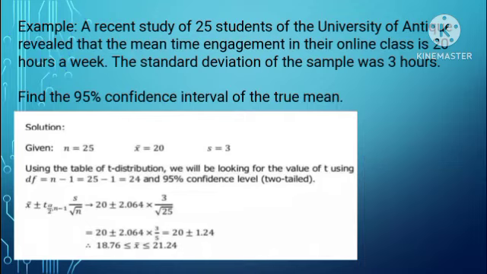Using the table of t distribution, we will be looking for the value of t using df equals n minus 1, where n is 25, so 25 minus 1 is equal to 24, and 95% confidence level, two-tailed. Substitute the given values to the formula. So we have 20 plus or minus 2.064 multiplied by 3 over the square root of 25. So 20 plus or minus 2.064 multiplied by 3 over 5 is equal to 20 plus or minus 1.24. So 18.76 is less than the x bar, which is less than 21.24.